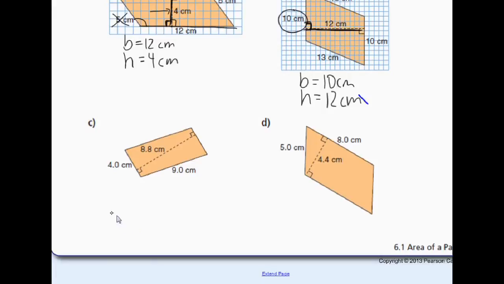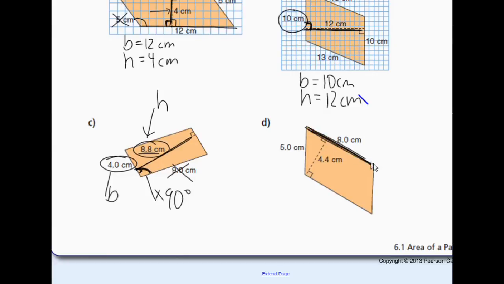So C, well, now we're on the right track. We know what we're looking for. We're looking for a 90-degree angle, and we see that over here. That means this line here could be our height, and this line over here could be our base. So our base would be 4, and our height would be 8.8, not 9, because this angle here is not 90 degrees. Similarly, over here for D, our base is going to be the 8 centimeter line here, because this 4.4 centimeter line, that's going to be our height, because it's at a 90-degree angle to the 8.